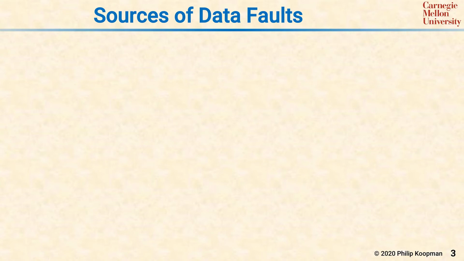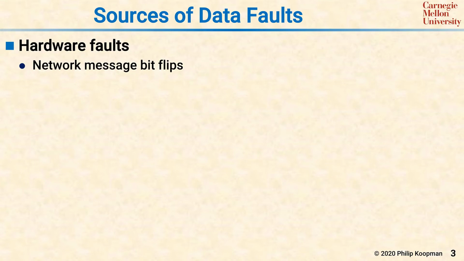But unfortunately, data does get corrupted on a regular basis from a variety of sources. One source is hardware faults. Network messages suffer bit flips due to noise in the communication line. There's always a bit error rate. It's never zero. So there will always be a case in which some messages are received with incorrect bit values that you need to detect and deal with.